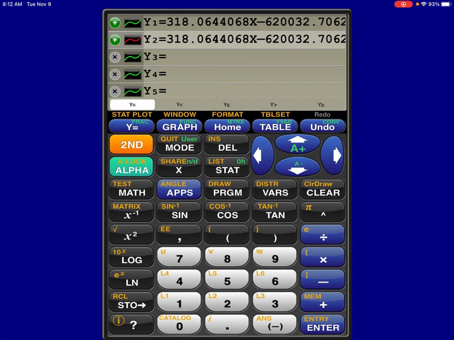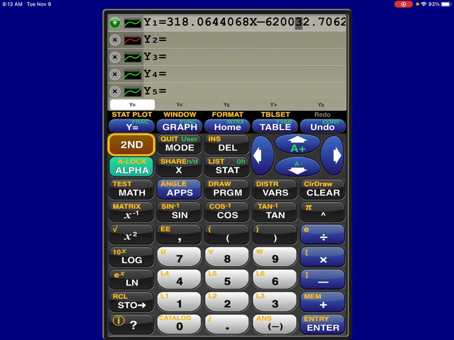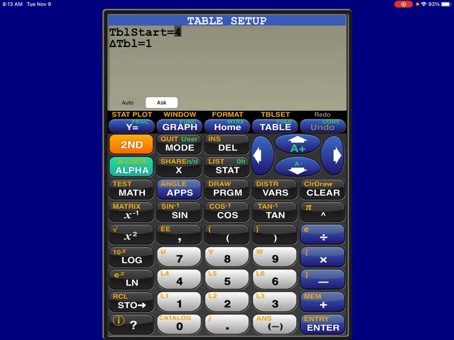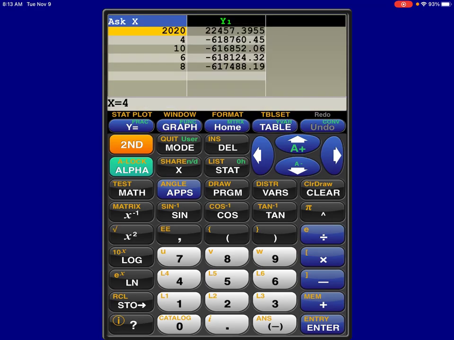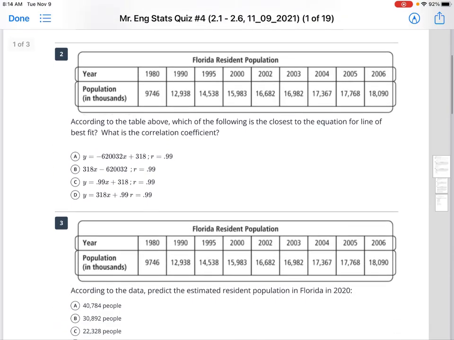Let me go ahead and delete this one. Okay, it's already in here. And you could do a couple things. You can do table set, so second table set. And I'm going to be on ask, when I want the calculator to ask me. Okay, so now if I go to table, if I type in 2020, then the y1 answer goes in there.